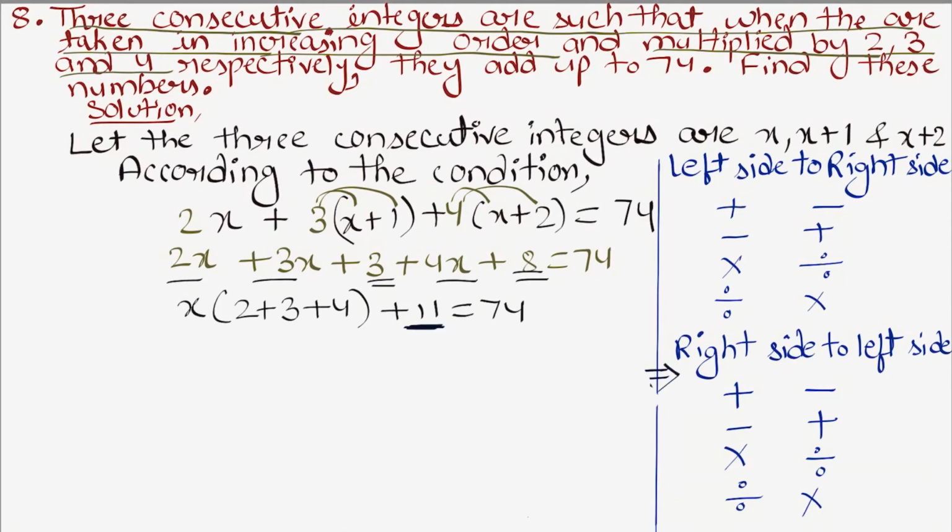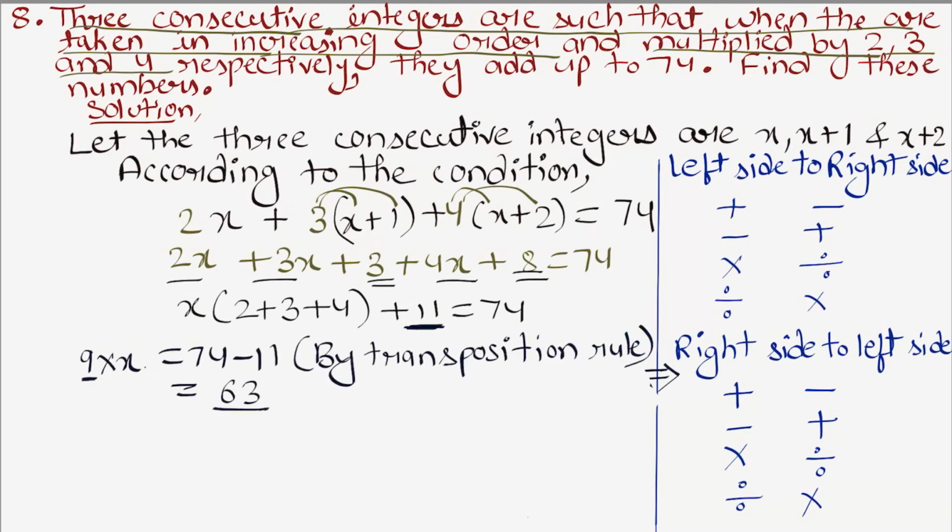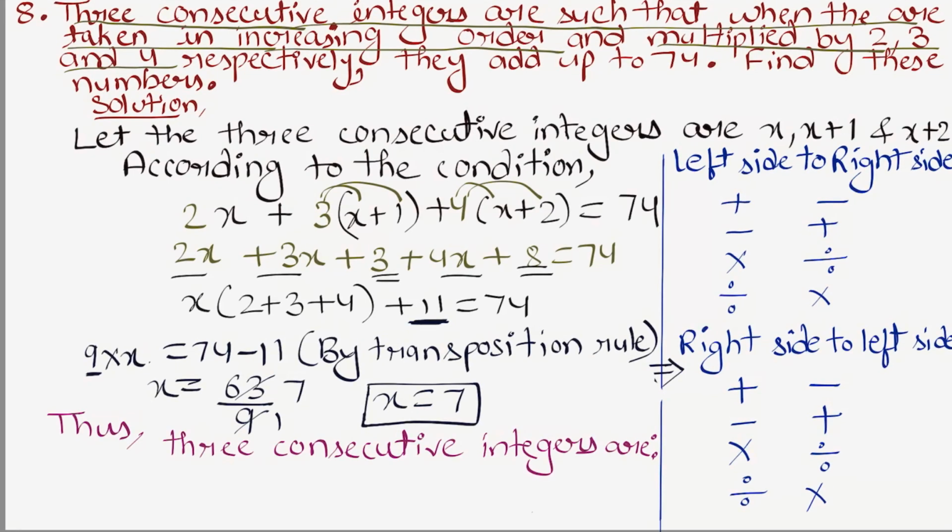Now by transposition rule, plus 11 will change into minus 11. 74 minus 11 is 63. As we can see, 9 is multiplied with the variable x. It is going to divide 63 by transposition rule. Now 9 ones are 9, 9 sevens are 63. Therefore we can say that the three consecutive integers when taken in increasing order are x is equal to 7, x plus 1 is equal to 8, and x plus 2 is equal to 9. 7, 8 and 9 are the three consecutive integers.